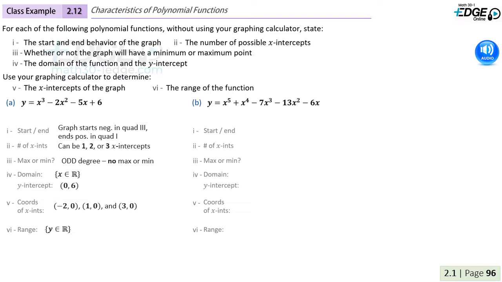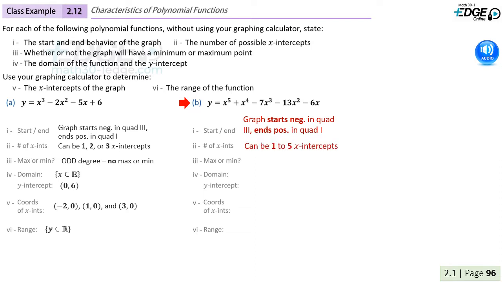0. When we have no constant term or a constant term of 0, that means that our y-intercept will be 0, meaning the graph actually passes through the origin. So that means that that point is not only the y-intercept, but is also an x-intercept. Let's walk through this. Because we are a positive odd degree function, we will start negative in quadrant 3 and end positive in quadrant 1.